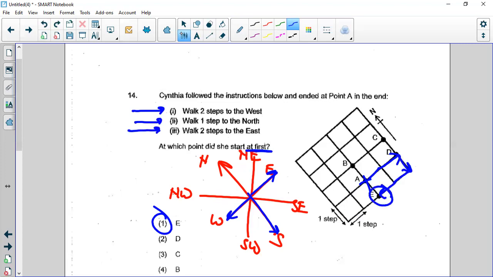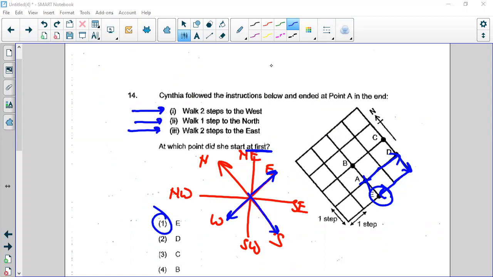Don't know whether it's a fluke or not. Miss doesn't know whether it's a fluke, because the instructions are like opposite of each other. West and east are opposite, and the steps are the same also. Okay, we don't know where. If you do that, you get the marks lah. Yeah, you get the marks. But it's a bit funny. I think it's a fluke.